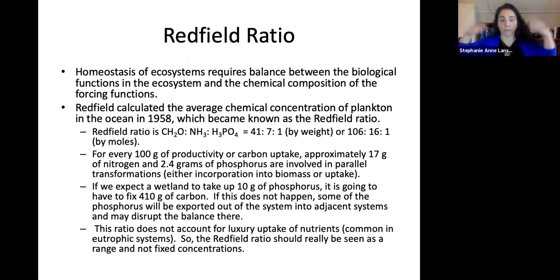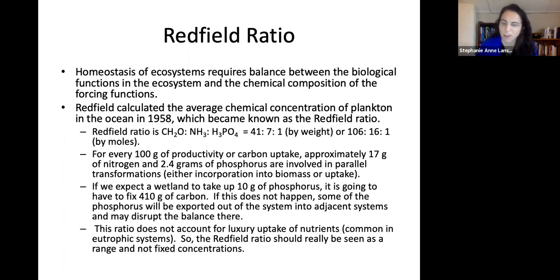So what that means is, for every gram of productivity or carbon uptake for this plankton to grow, they need about 17 grams of nitrogen and about 2.4 grams of phosphorus to take into their biomass to perform photosynthesis. So if we expect a wetland to take up 10 grams of phosphorus, it's going to have to fix 410 grams of carbon. If this doesn't happen, then some of the phosphorus will be exported out of the system and not taken up by the plant.